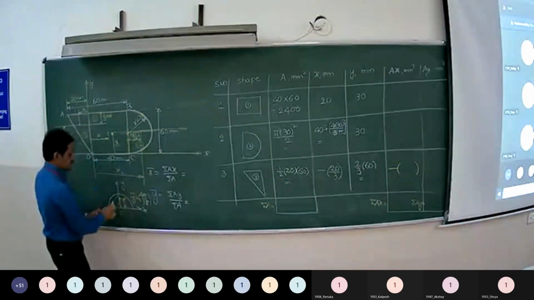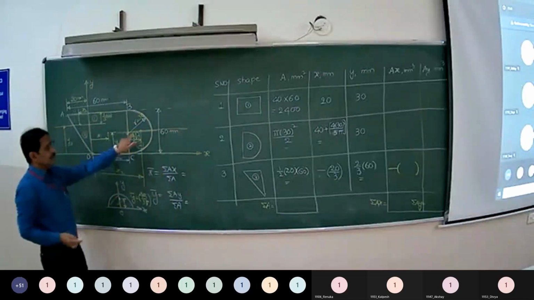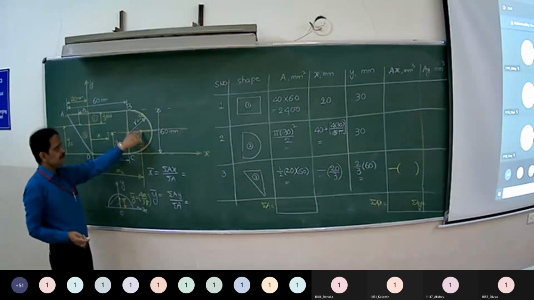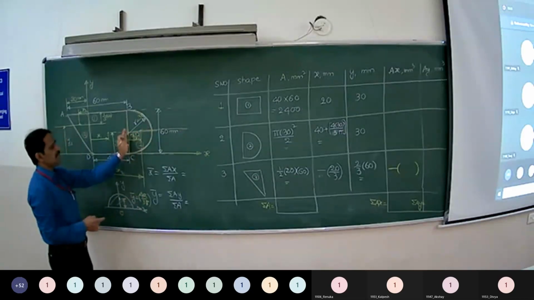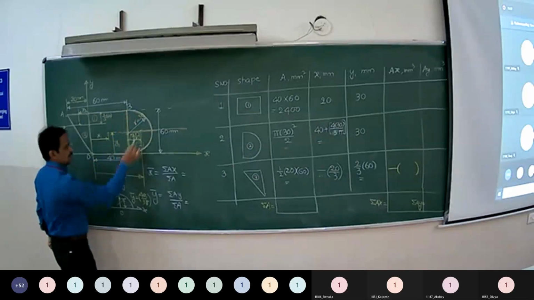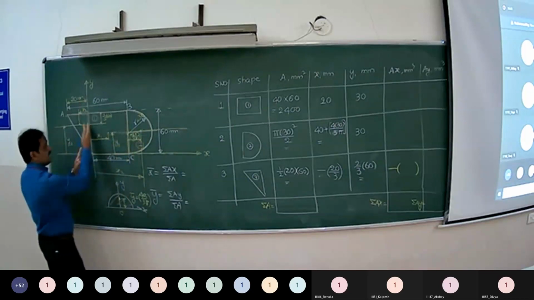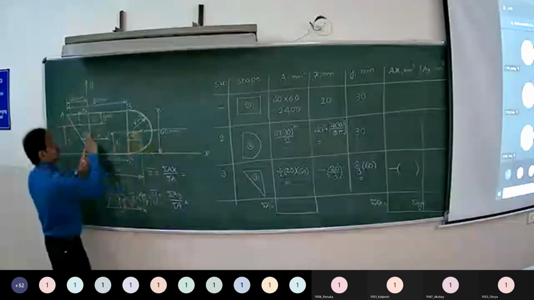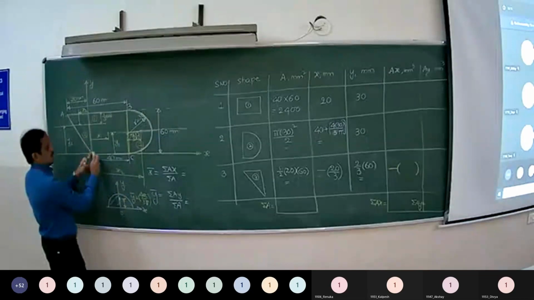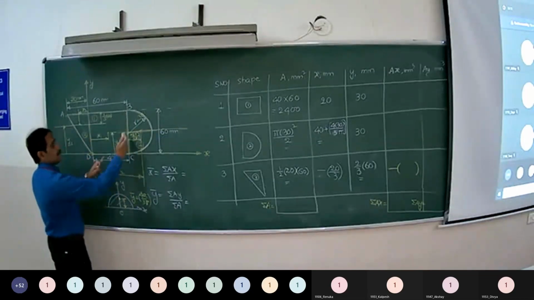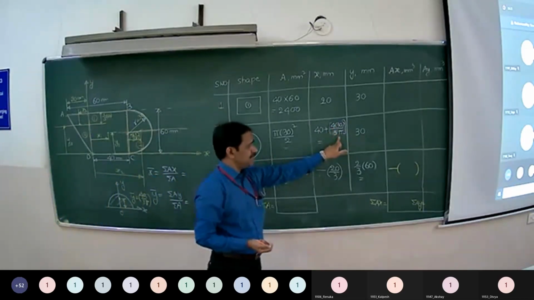Now, this semicircle here is symmetrical about the horizontal axis. The orientation is definite, no? There it was symmetrical about the vertical axis, but here the semicircle is symmetrical about the horizontal axis. We know that the centroid will be located on the symmetrical axis. From the base of the semicircle, as per the formula, it is 4r by 3 pi. So the distance from BC to the centroid is 4r by 3 pi. But our y-axis is here. We have to find the distance of the centroid from the y-axis. So from the y-axis to the base of the semicircle it is 40, plus 4r by 3 pi. So x is equal to 40 plus 4r by 3 pi.